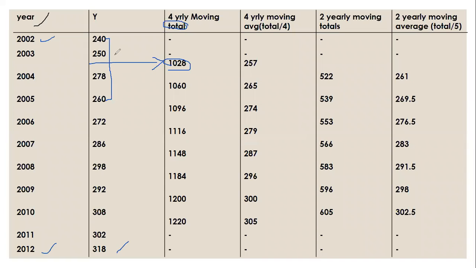Now next numbers 250, 278, 260, and 274. So my next total, the numbers are from 250 to 274. So the central value will be here. I'll write the value in between 278 and 260. Are you all able to follow? Yes.